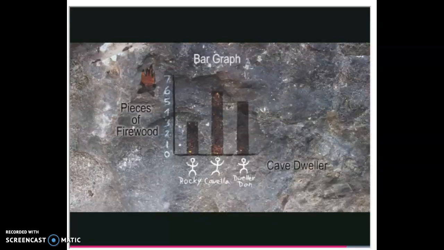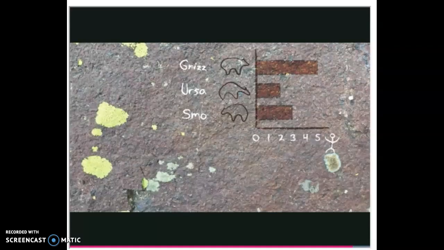This bar graph shows us in a clear and concise manner the number of pieces of firewood collected in 1 week by each cave dweller. This bar graph shows us the number of cave dwellers collected in 1 week by each bear.